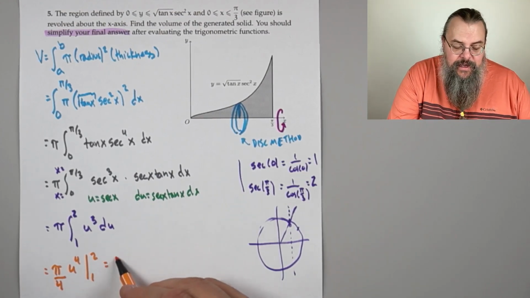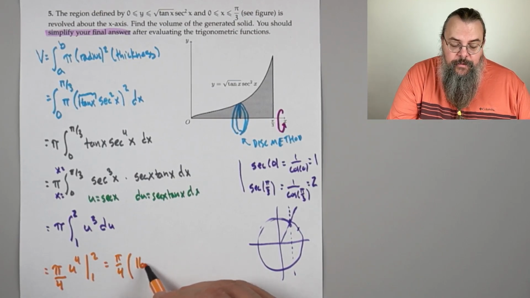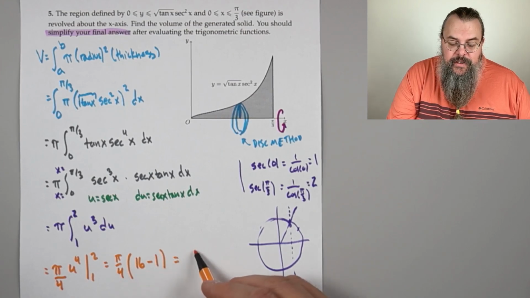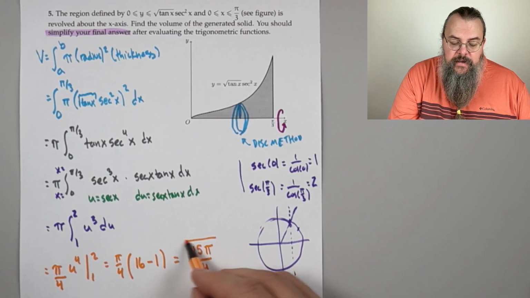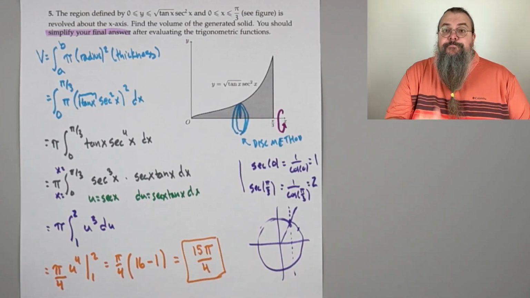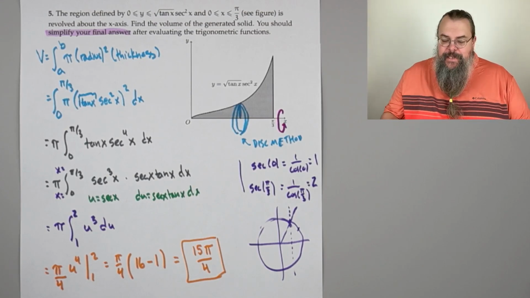So, all right, that would be pi over 4. 2 to the 4th, also known as 16. 1 to the 4th, 1. 16 minus 1 is 15. So 15 pi over 4, and we're good. Life is good. What a lovely answer.